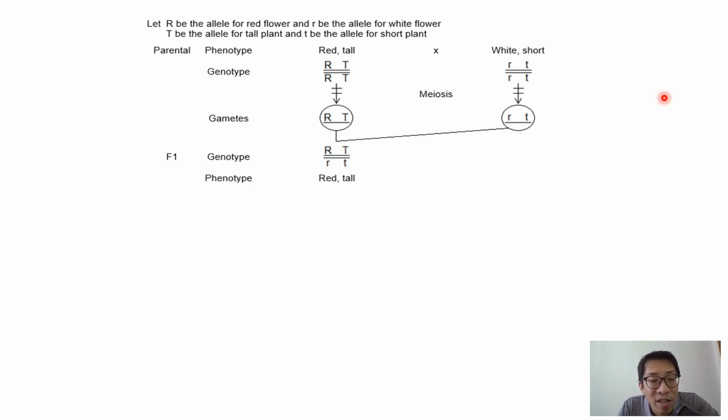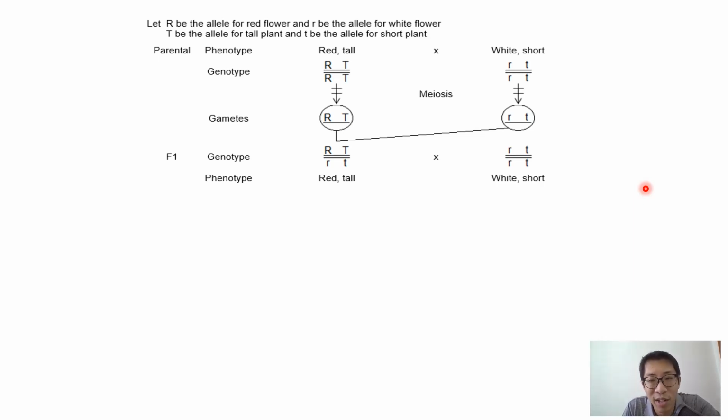only one type of gametes is formed from meiosis. Then the two gametes fuse, of course, to give the double heterozygote F1, which is all tall and red flowers. Then the question tells you this is a test cross, with the F1.